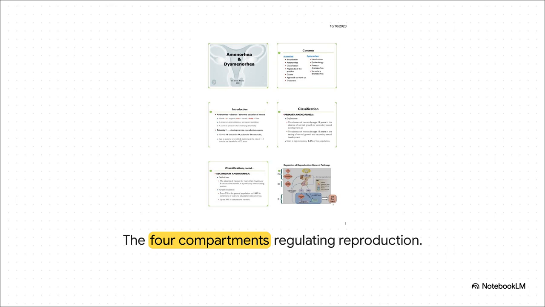Instead of trying to memorize a chaotic list of dozens of random diseases, we organize the reproductive axis into 4 distinct compartments. Compartment 1 is the outflow tract. Think of these as the physical exit doors. Compartment 2 consists of the ovaries, which are our factory floor. Compartment 3 is the anterior pituitary gland, kind of like middle management sending out signals. And finally, compartment 4 is the hypothalamus, the ultimate control center up in the brain. If menses are missing, the breakdown absolutely has to be in one of these 4 compartments.